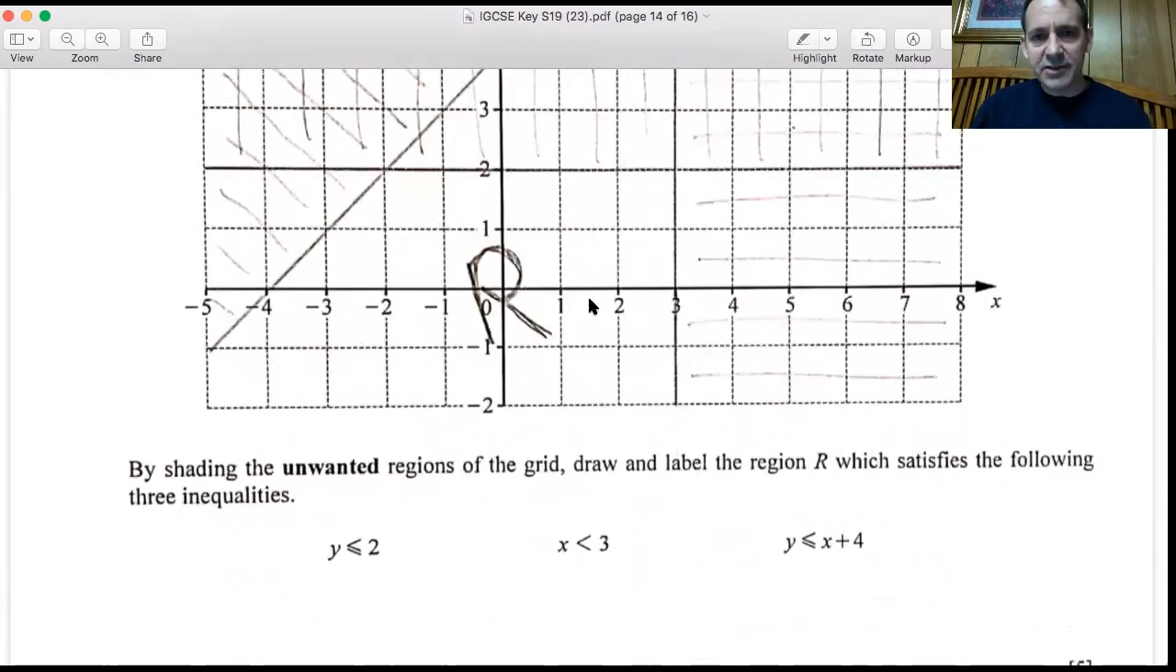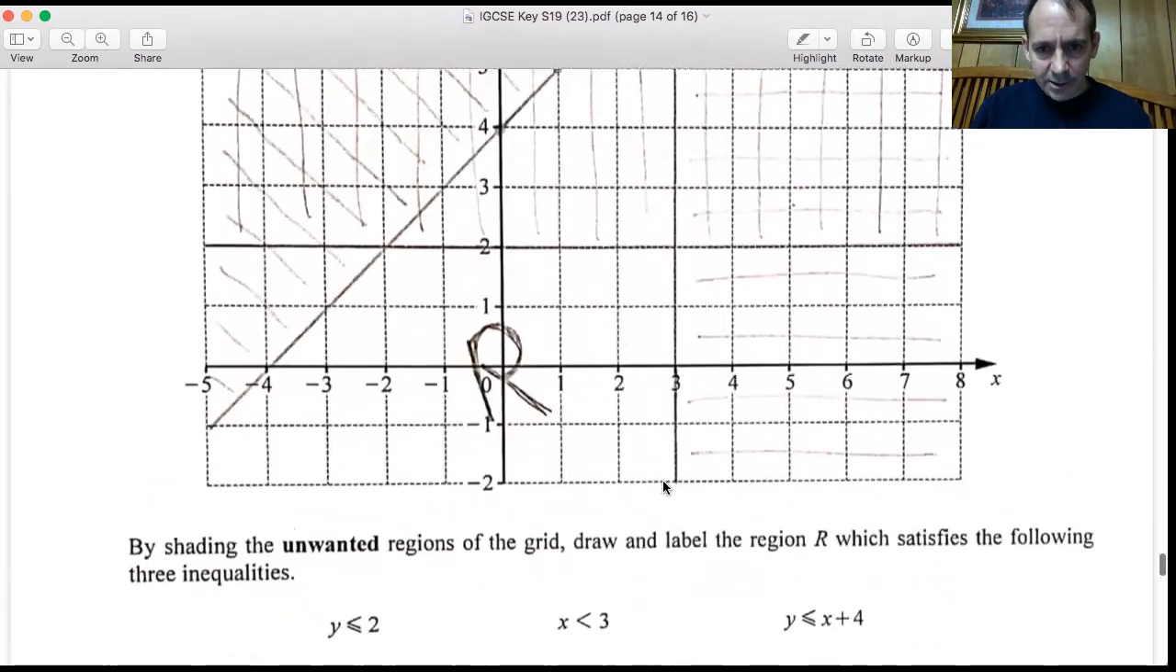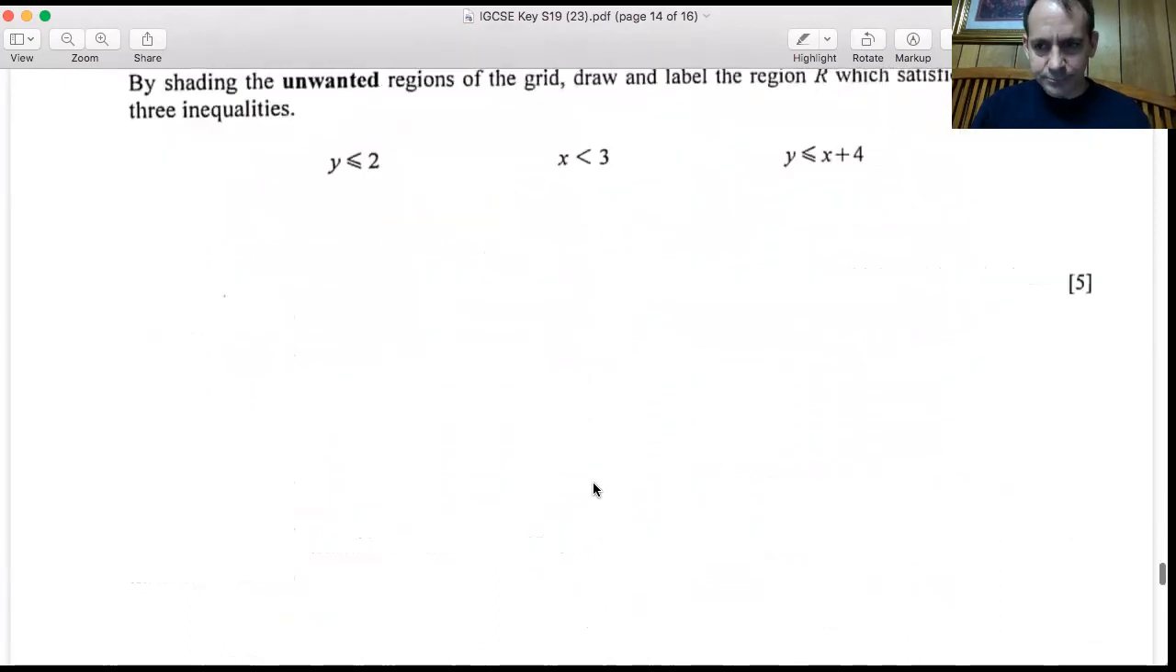The only thing that's left is this region right in here between the 3, the 2, and this here, those. So this is still unshaded. That is what we want. That is region R, so put a big R in there.